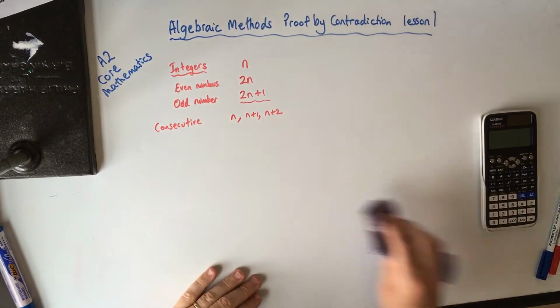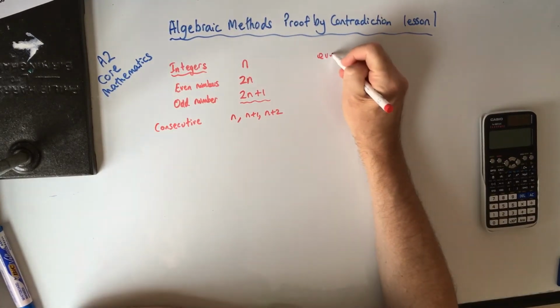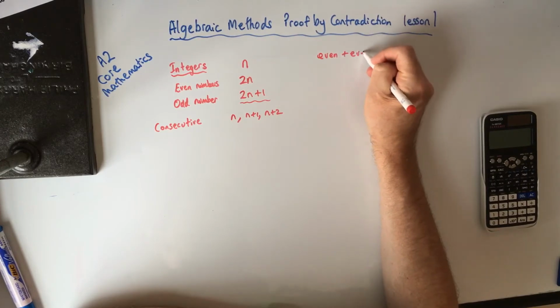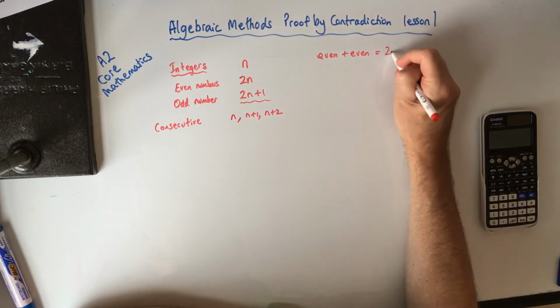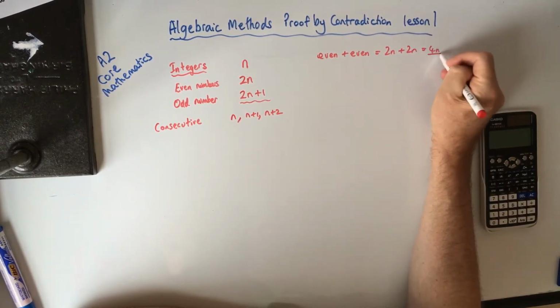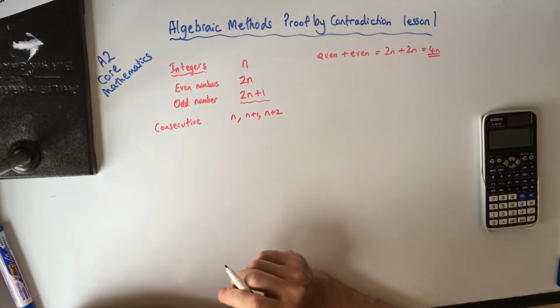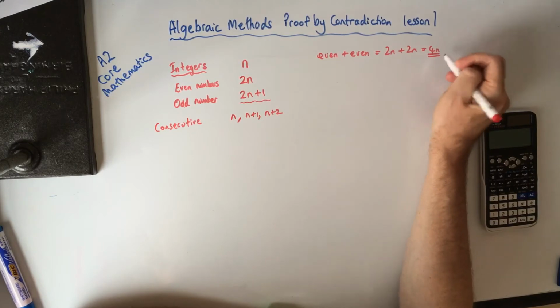I know I'm rambling a little bit, but if you think about an even plus an even, it's worth thinking about that. An even plus an even must be 2n plus 2n, which is going to be 4n, and that factorises, you can take 2 out of that, so it's always going to be even. That's proof that it's going to be even.